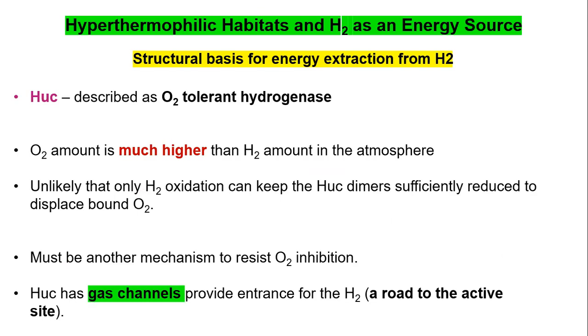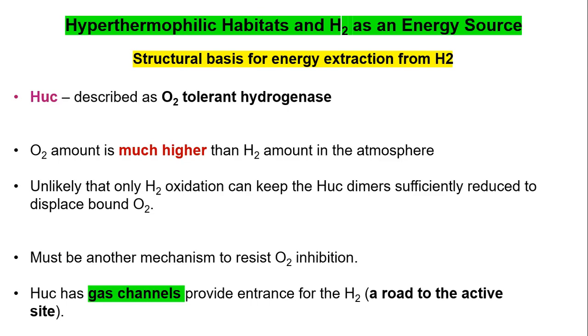And what that means is that the oxygen amount is much higher than hydrogen in the atmosphere. So it was pretty unlikely that hydrogen oxidation can actually keep those two dimers sufficiently reduced to displace bound oxygen. So usually these hydrogenases are oxygen sensitive, but this one was not. Oxygen doesn't do anything to it. But there is so much more oxygen in the atmosphere compared to hydrogen. So what is the mechanism for oxygen protection?